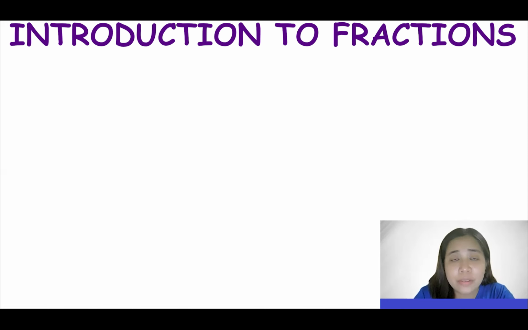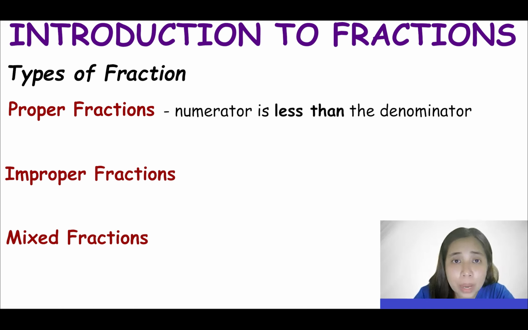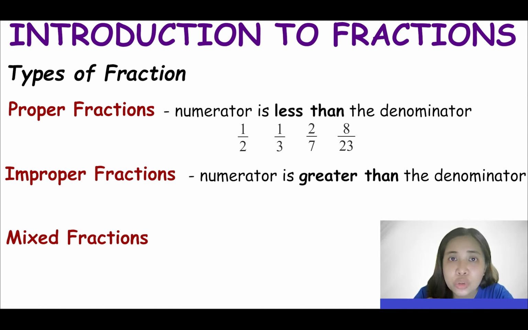Iba't ibang klase ng fractions meron tayo. So, we have the proper and improper. Meron din tayong mixed at equivalent. So, sa proper fraction, okay, mas mababa yung numerator kaysa sa denominator. Okay, halimbawa, 1/2, 1/3, 2/7, 8/23.